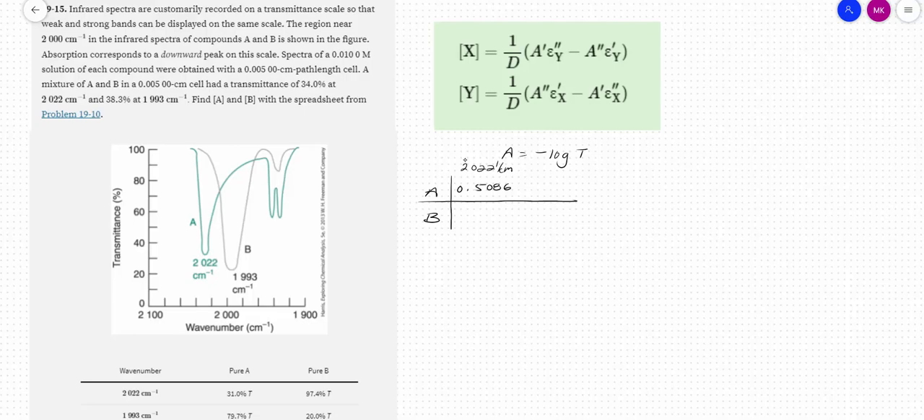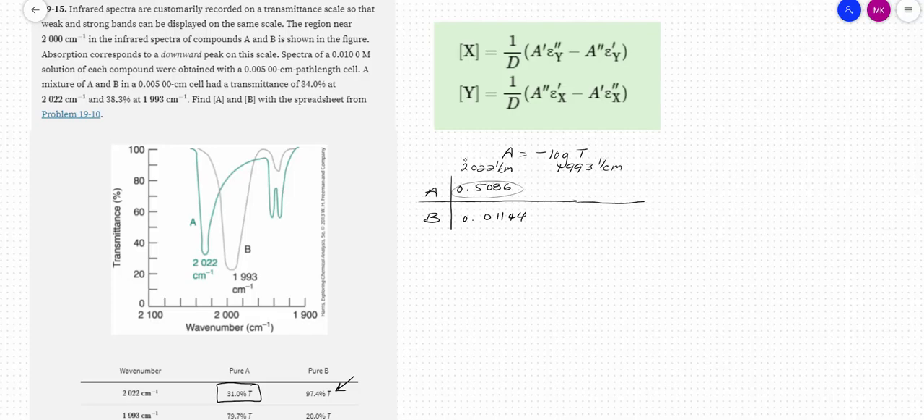0.5086. So again, what I'm doing is I'm taking this percent transmittance, which is 31.0. So that means the T is 0.31. So I take the negative log of 0.31 and end up with this value. Similarly for B, percent transmittance is 97.4. So I convert that into absorbance and I get 0.01144.